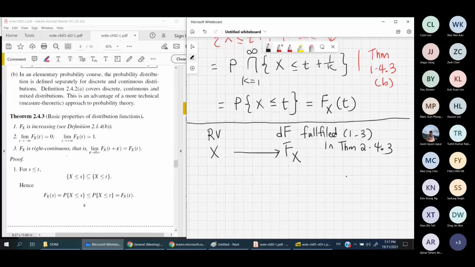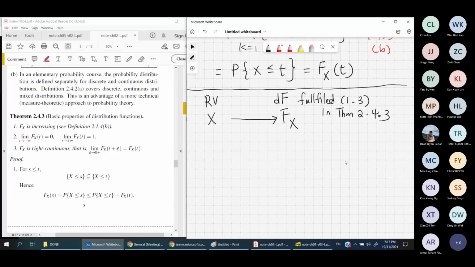Now, the reverse process is also true. Supposing we are given an F, we don't know anything else. We only know this F fulfills properties 1 to 3 in theorem 2.4.3. In fact, we can use it to construct an X, and it can be verified that this X must be a random variable.